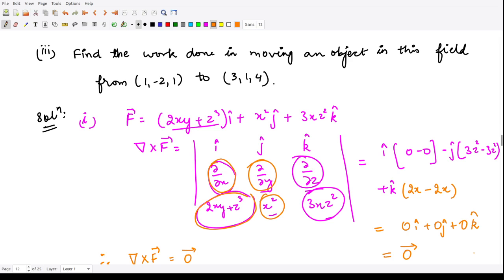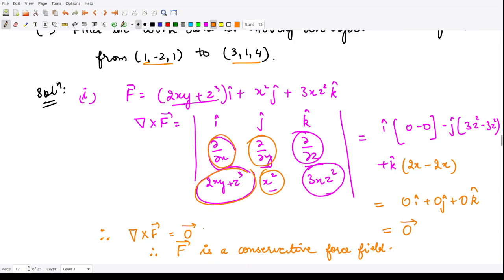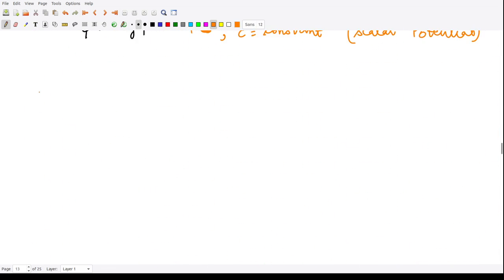Now there are two ways. Either you calculate the integral of this particular function with respect to dr along the given curve from this point, or you can substitute these points in the given scalar function. So that is easy. For the third part, the work done could be calculated when you substitute the final position (3, 1, 4) minus the initial position (1, -2, 1) in the given value of φ.